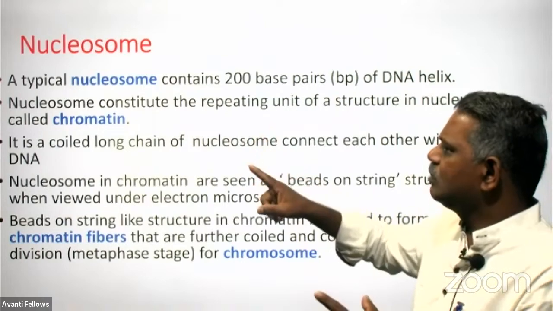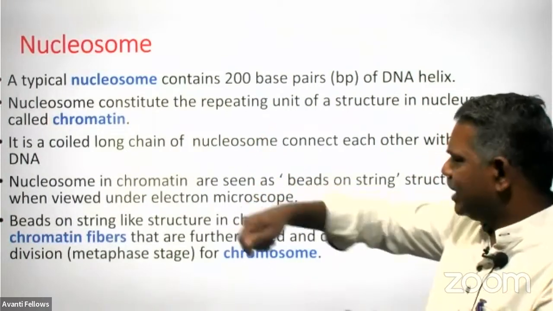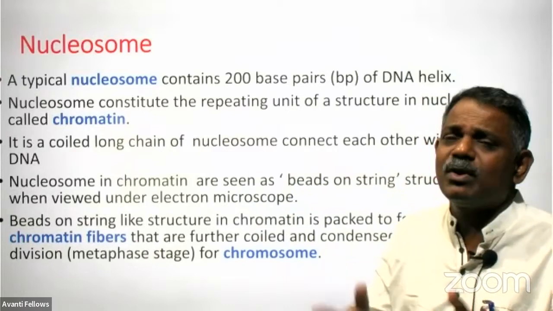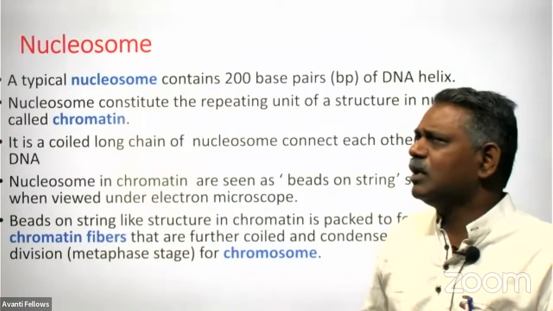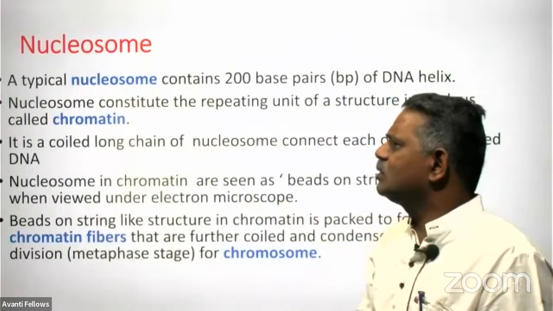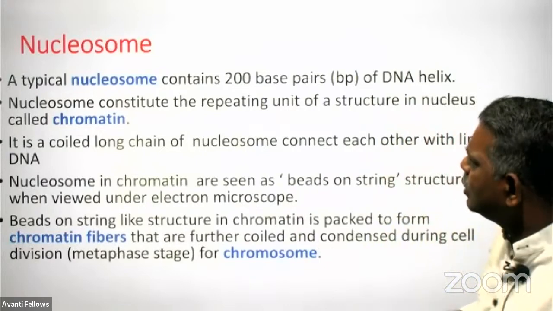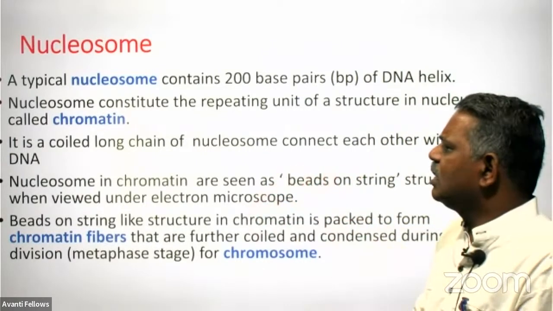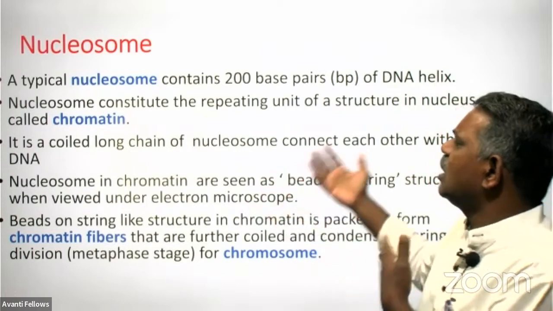And this nucleosome again goes for coiling to form another structure, because it is supercoiled. Chromosome is what? A supercoiled DNA only. DNA goes for coiling to form the nucleosome. Again, the nucleosome goes for repeated coiling to form what? This chromatin.